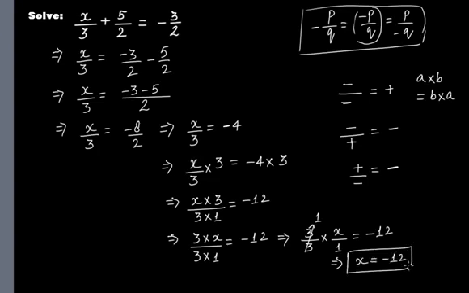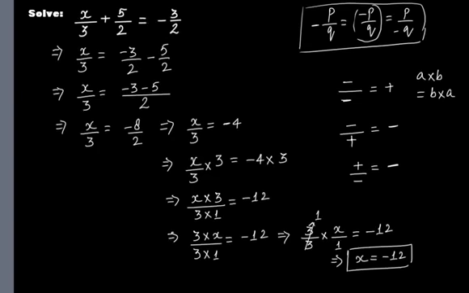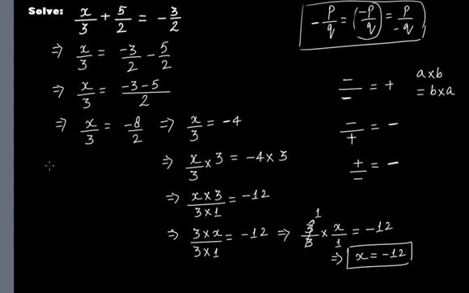So this is a solution of this equation. If you want to cross check it, what you can do is you can simply put this number here and check. Okay, let me show you. So we get x is equal to minus 12. If you put the minus 12 here, so this is minus 12 divided by 3 plus 5 divided by 2.